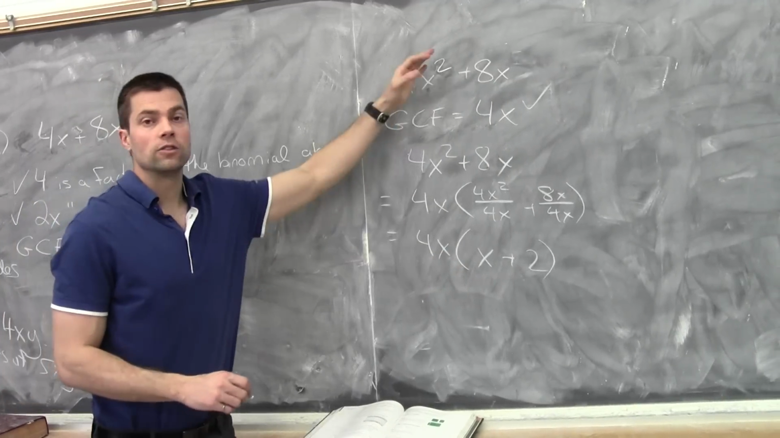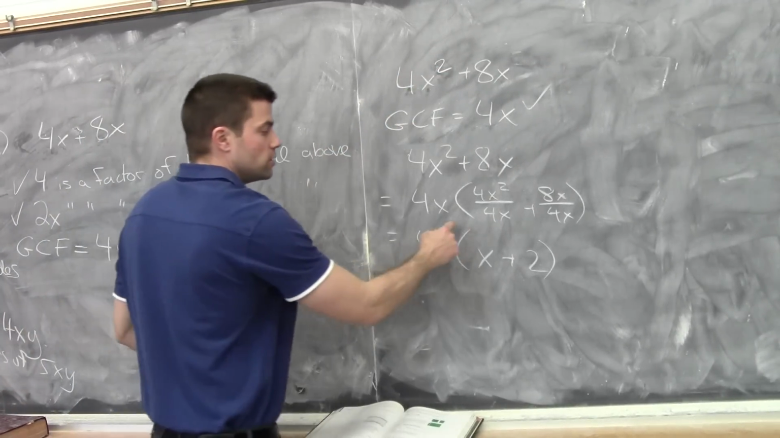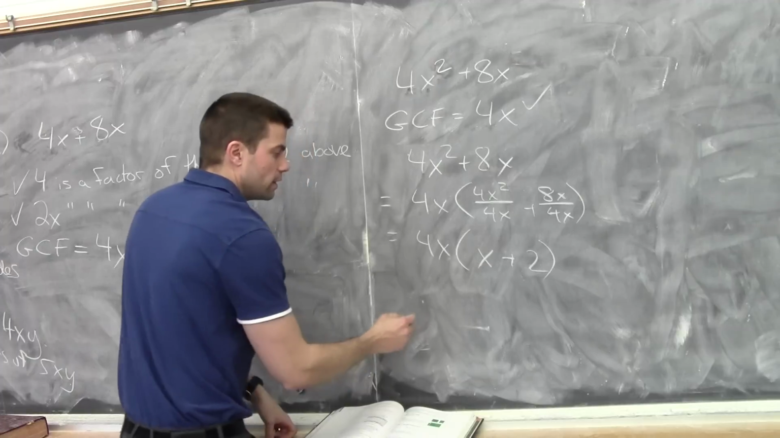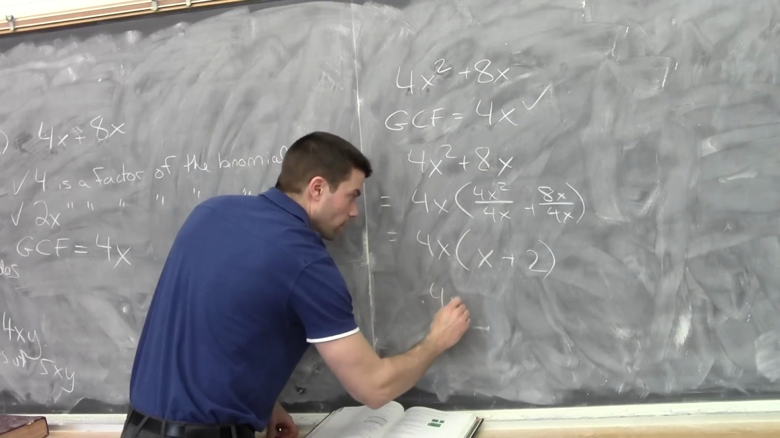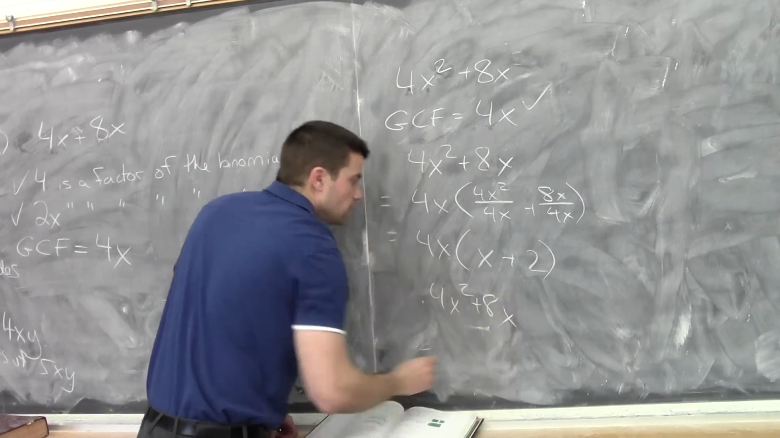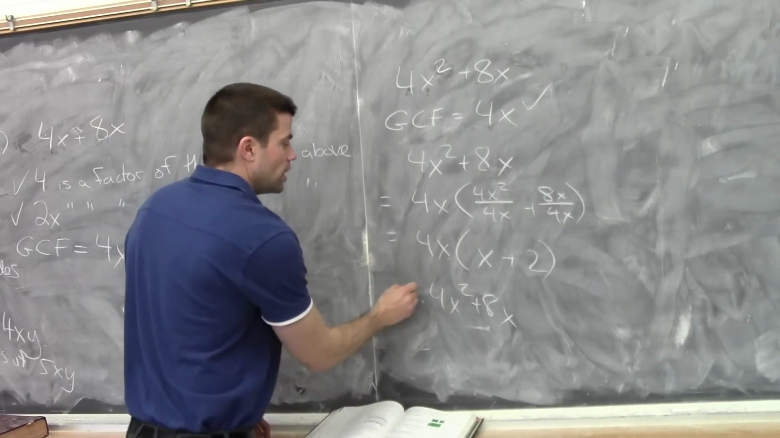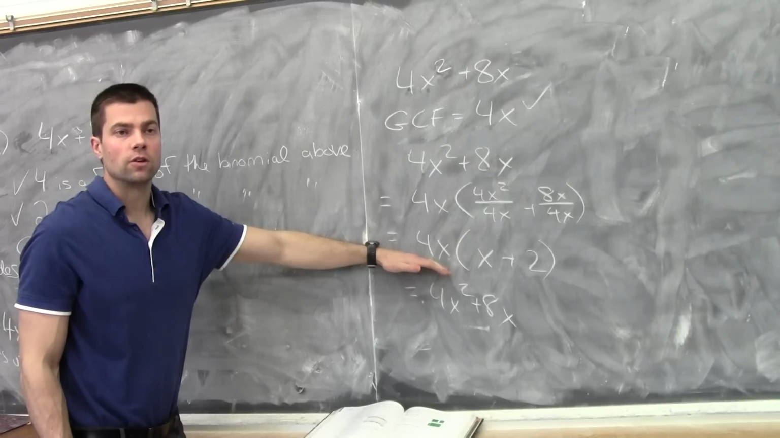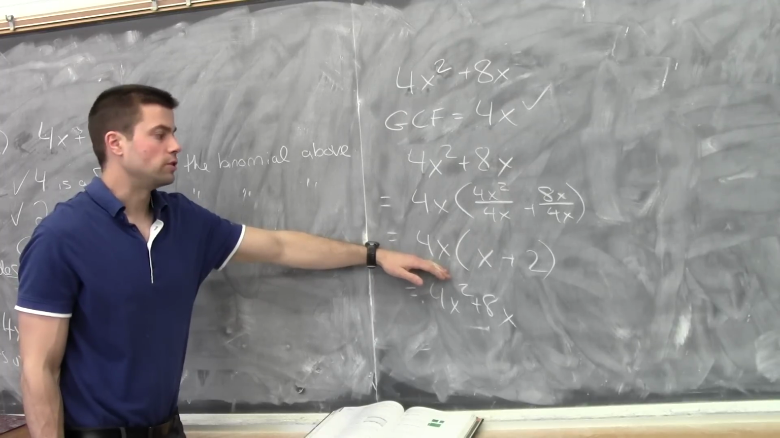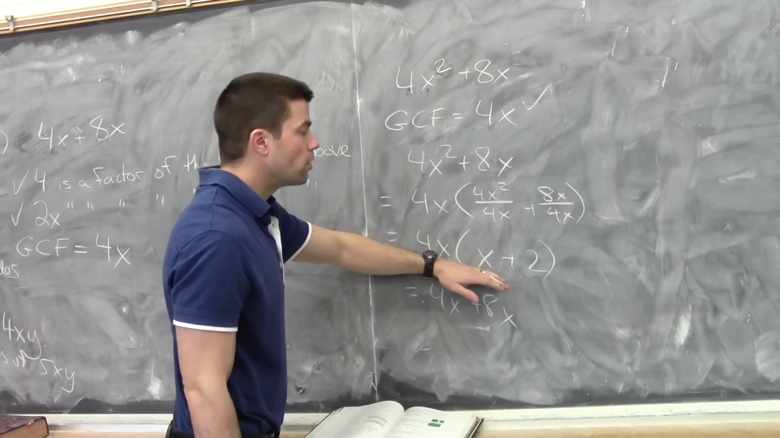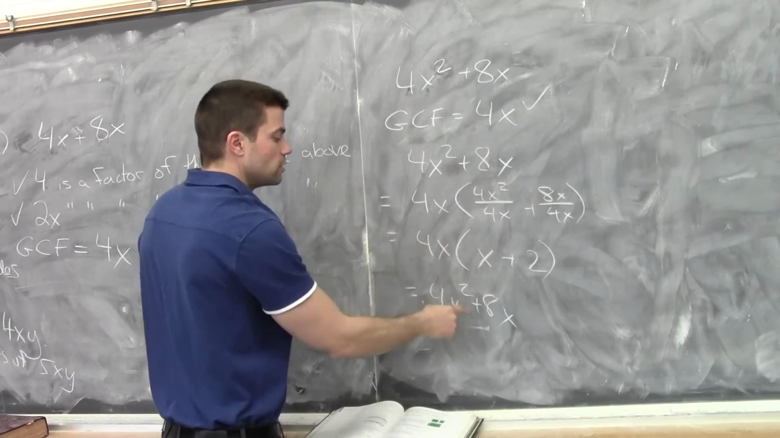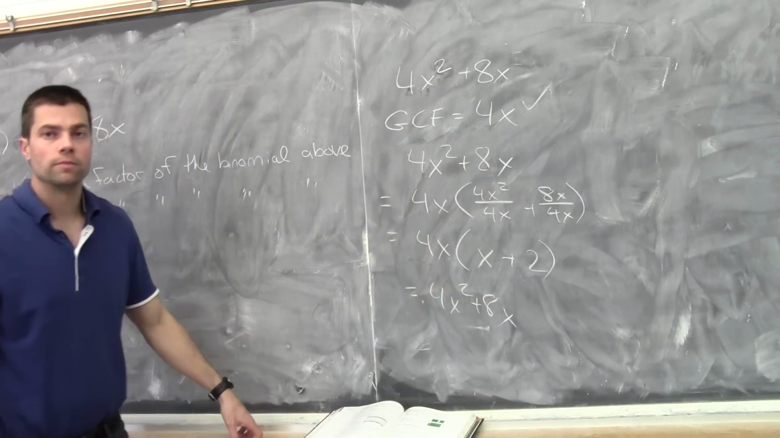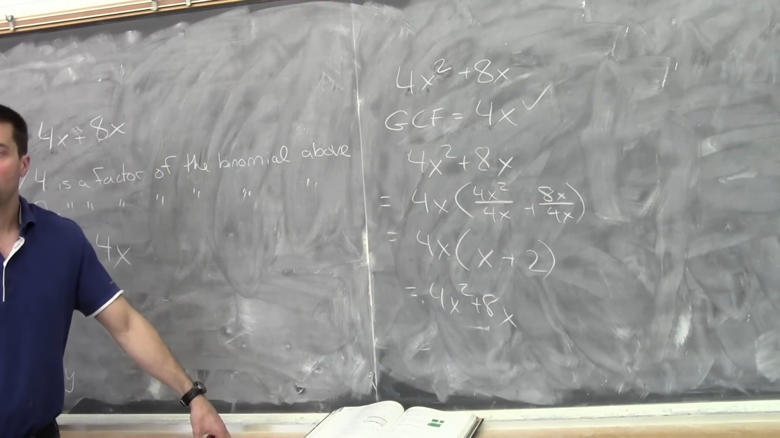To see if I factored it correctly, I can go ahead and use distributive property and expand this back out. So I get 4x squared plus 8x. Notice how I have not changed the expression by factoring. Always good to double check. If you're not sure if you factored correctly, you can multiply at the end. If you get the same answer, then you know you've done it correctly. Any questions so far?